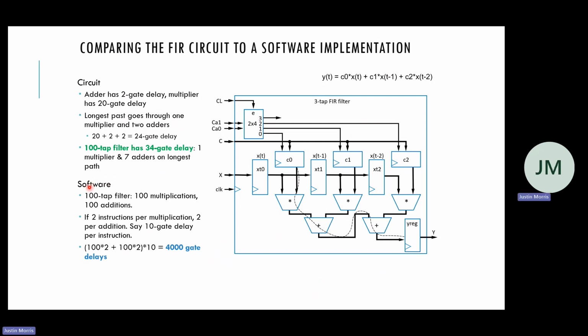And if we have the software implementation, we need to do for a 100-tap filter, 100 multiplications, 100 additions. Let's just say it's two instructions per multiplication, two per addition, and 10-gate delay per instruction, which again is not realistic. We have 4,000 gate delays versus 34. So even this simple, unoptimized circuit is going to be a lot faster than a microprocessor trying to do the same thing.